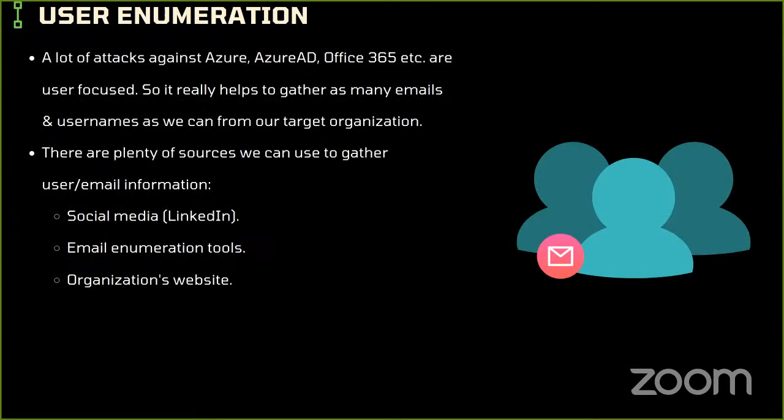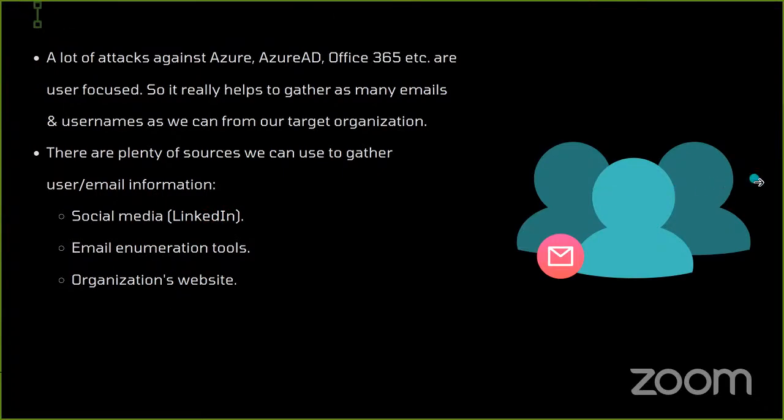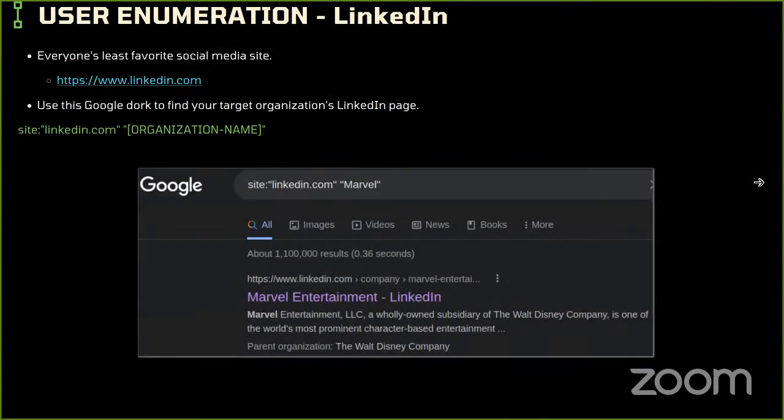Let's get to the good stuff, which is actually enumerating users. The live demos are going to start from here. Most attacks in these environments involve some level of social engineering and attacking users. So you're going to spend most of your time looking for user information, emails, that kind of stuff. There are a lot of ways you can get that information: social media, primarily LinkedIn, email enumeration tools, or the organization's website. I'm going to show you some of those.